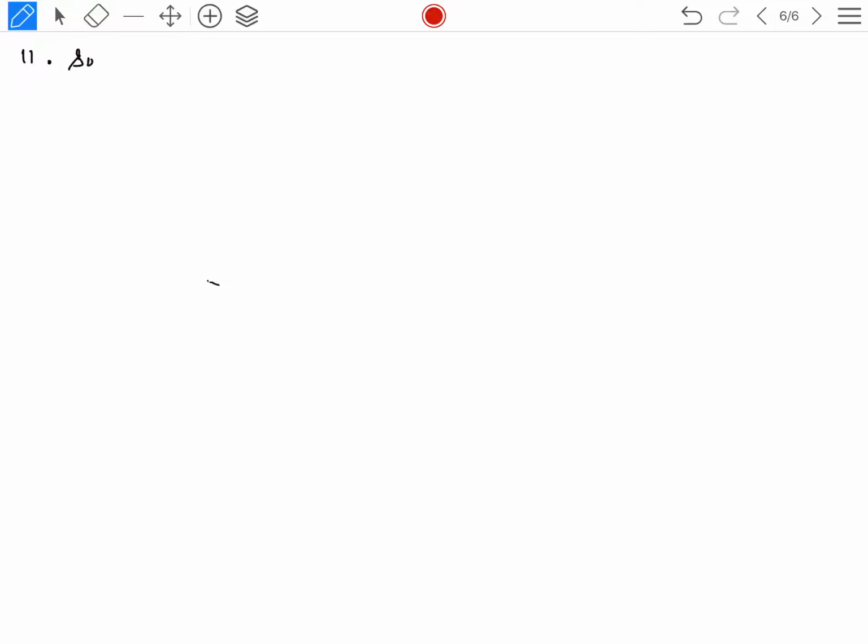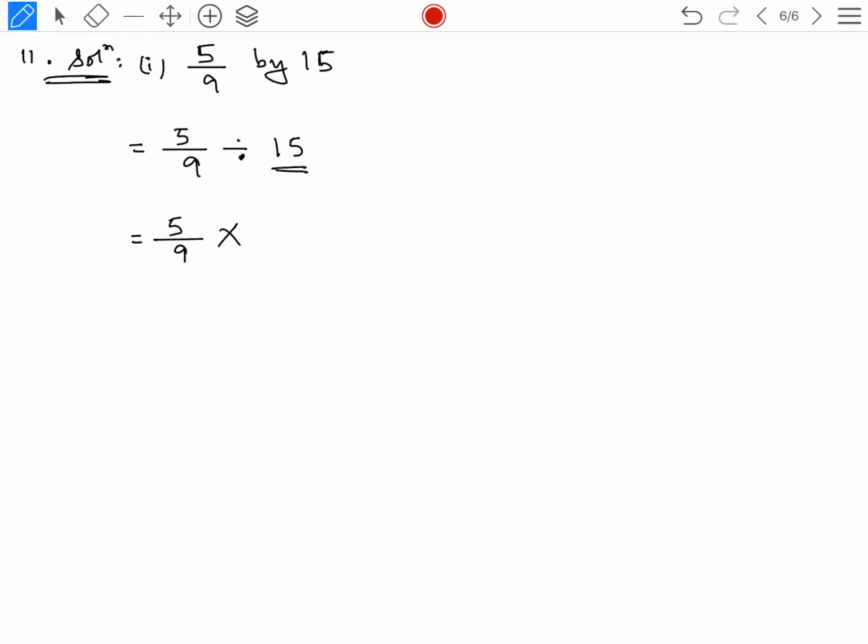So these things we have already learned. Look at question number 11. It is given divide. The first one is divide 5 by 9 by 15. Now we'll do some questions of division. Pay attention to how you need to divide. See, 5 by 9 by 15 means 5 by 9 divided by 15. Whenever there is a division sign, you will convert that division sign into multiplication, but for the number you are dividing by, you need to write the reciprocal of that number.